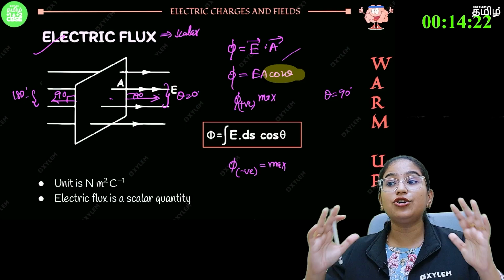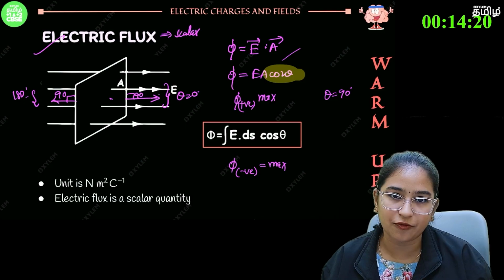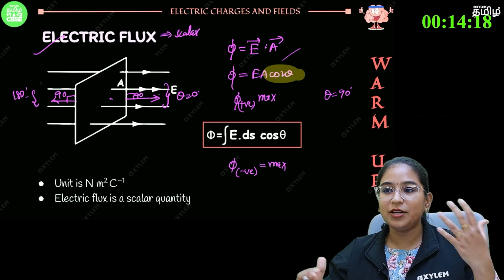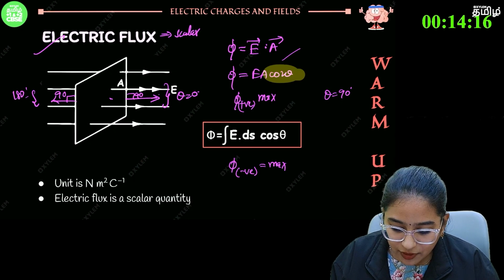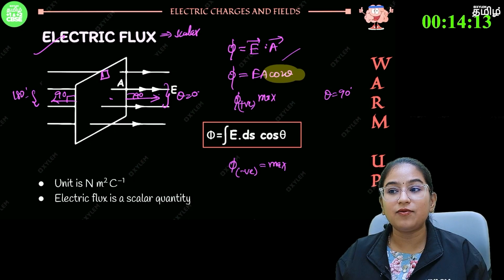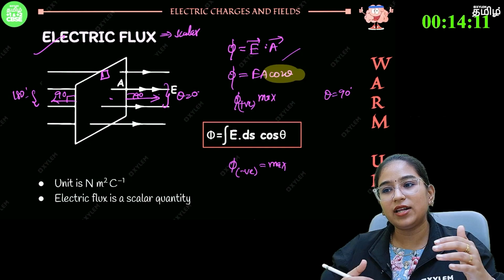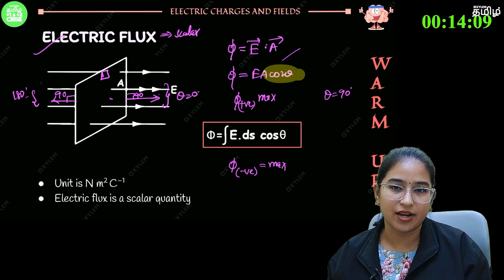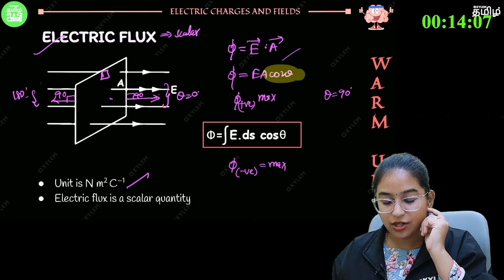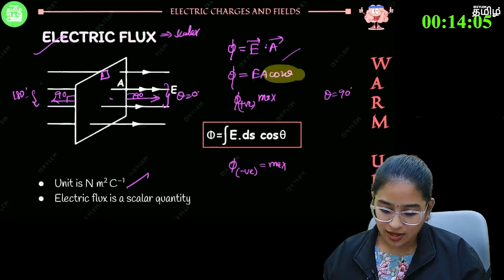If it is a continuous surface, a complete dimensional thing, then we take a small area, figure out the flux over there, and integrate to get it for the whole surface. The unit is Newton meter square per coulomb, right?